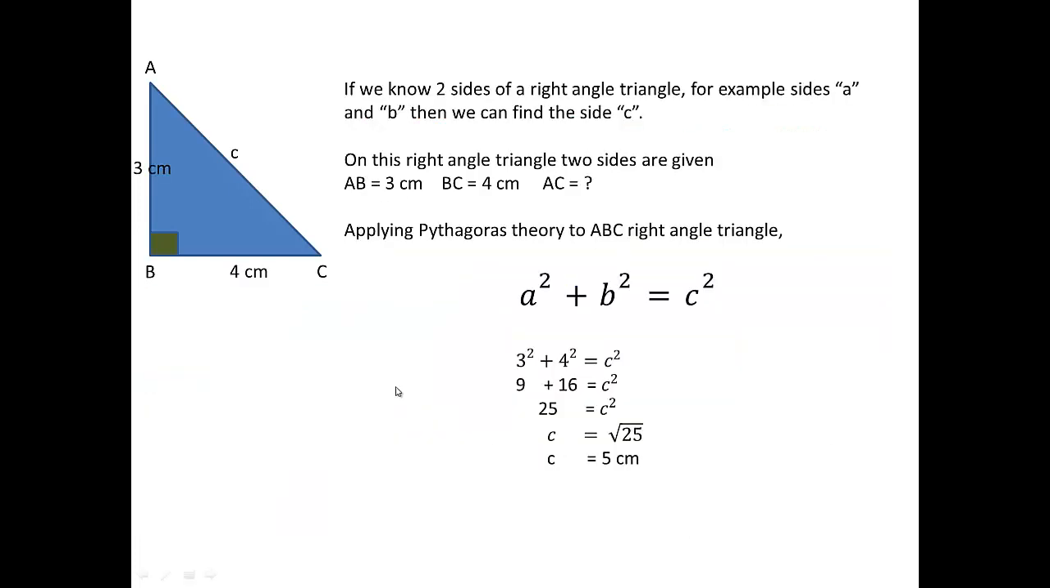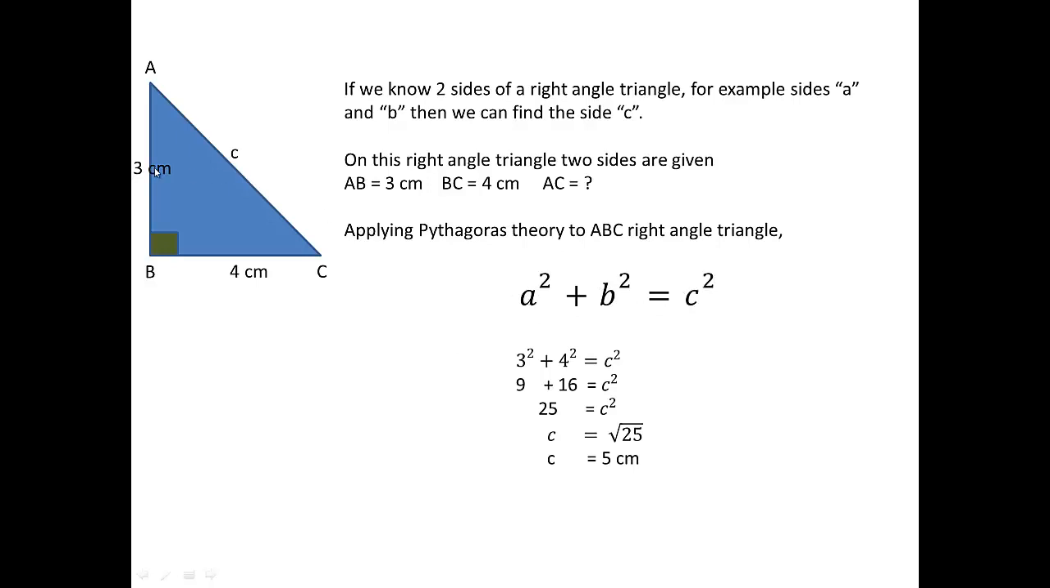Let's ensure our understanding of Pythagoras theorem. As I mentioned on my previous slide, if we know two sides of a right angle triangle, then we can find the other unknown side. On this right angle triangle on the left, sides AB and BC are given, but we do not know side AC. AB is equal to 3 centimeters, BC is equal to 4 centimeters, and AC is the unknown. By using Pythagoras theorem on the right angle triangle ABC, a squared plus b squared is equal to c squared.